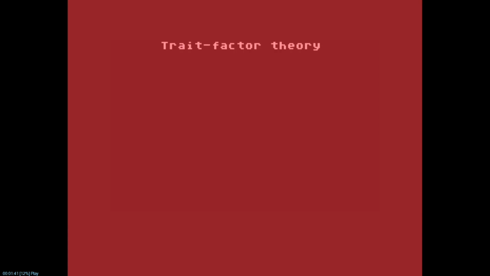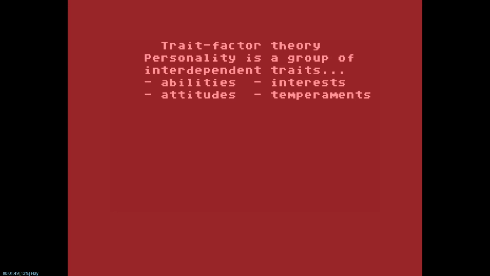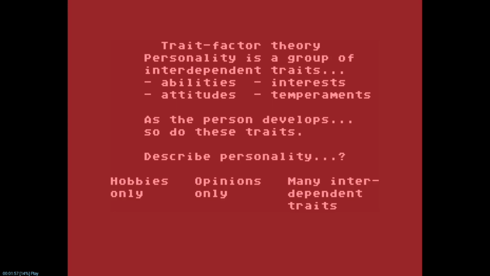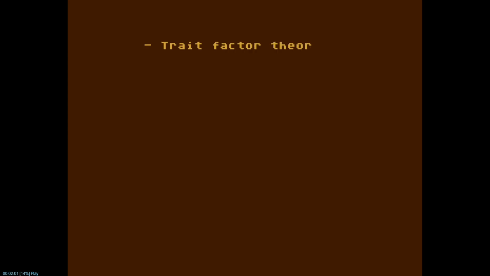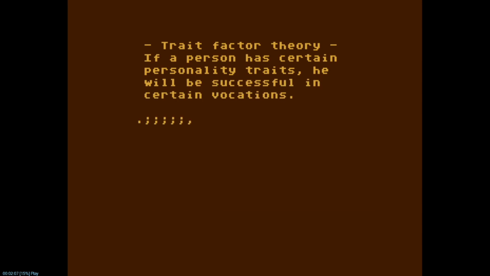To understand the trait factor theory, we must realize that personality is a group of interdependent traits, such as abilities, interests, attitudes, and temperaments. As the person develops from infancy to maturity, so do these traits. How would you describe personality? Right. The trait factor theory attempts to establish the idea that if a person has certain personality traits, then he will be successful in certain vocations.